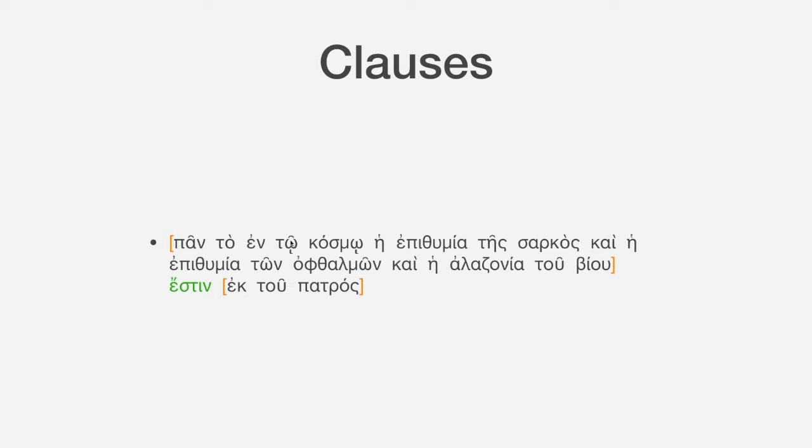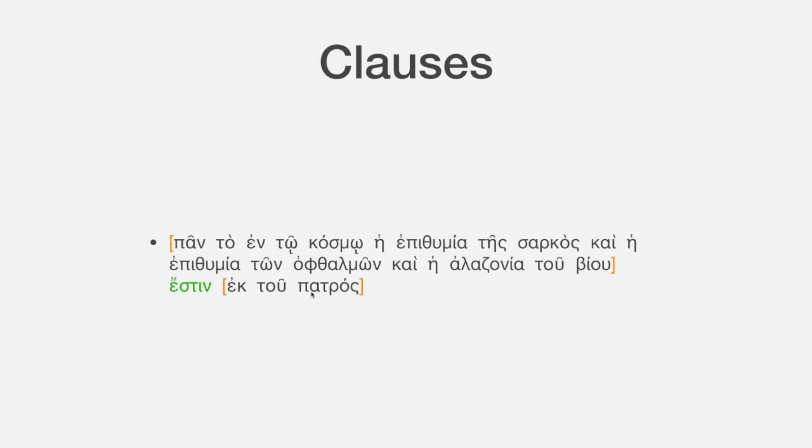So we have here everything which is in the world. Well, what are those things? The desire of the flesh, and another thing, another nominal group, the desire of the eyes, and a third nominal group, the boasting of life. The boasting of life. And so we can begin to put this all together and say, whatever this whole nominal group is right here, it is from the Father.